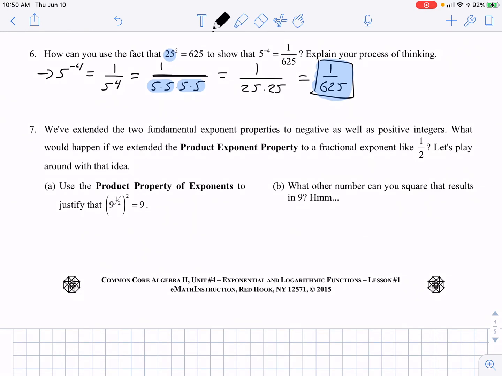Number 7, we've extended the two fundamental exponent properties to negative as well as positive integers. What would happen if we extended the product exponent property to fractional exponents like 1/2? Let's play around with the idea. Part A, use the product property of exponents to justify that 9 to the 1/2 power squared equals 9.